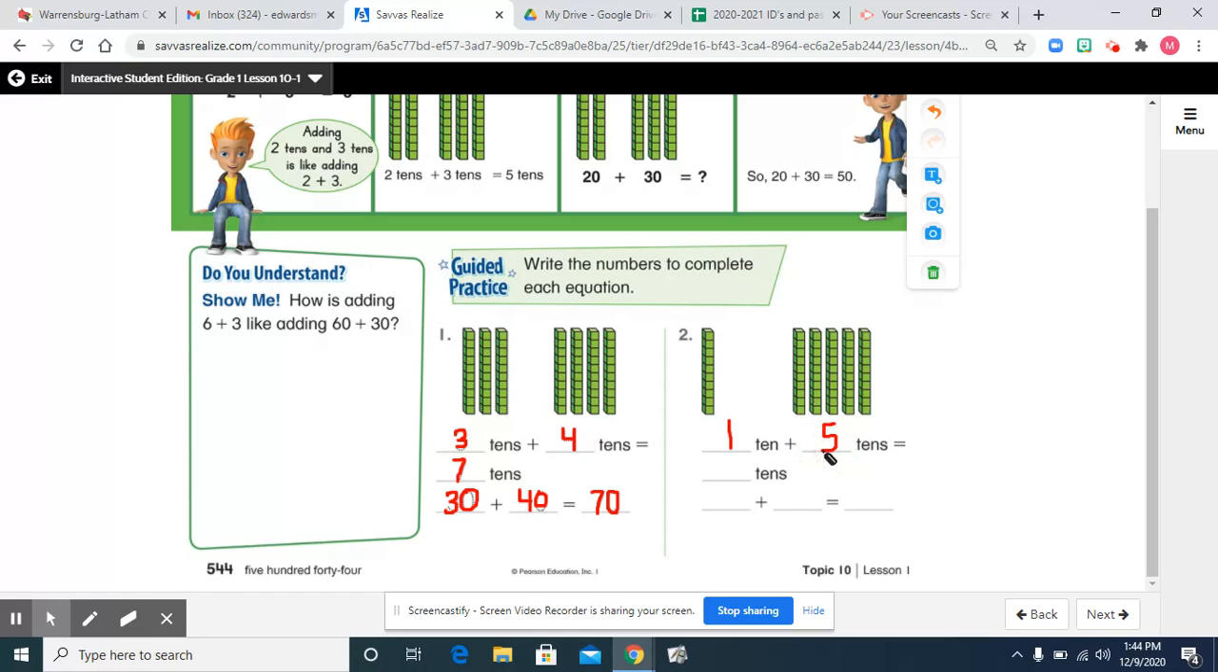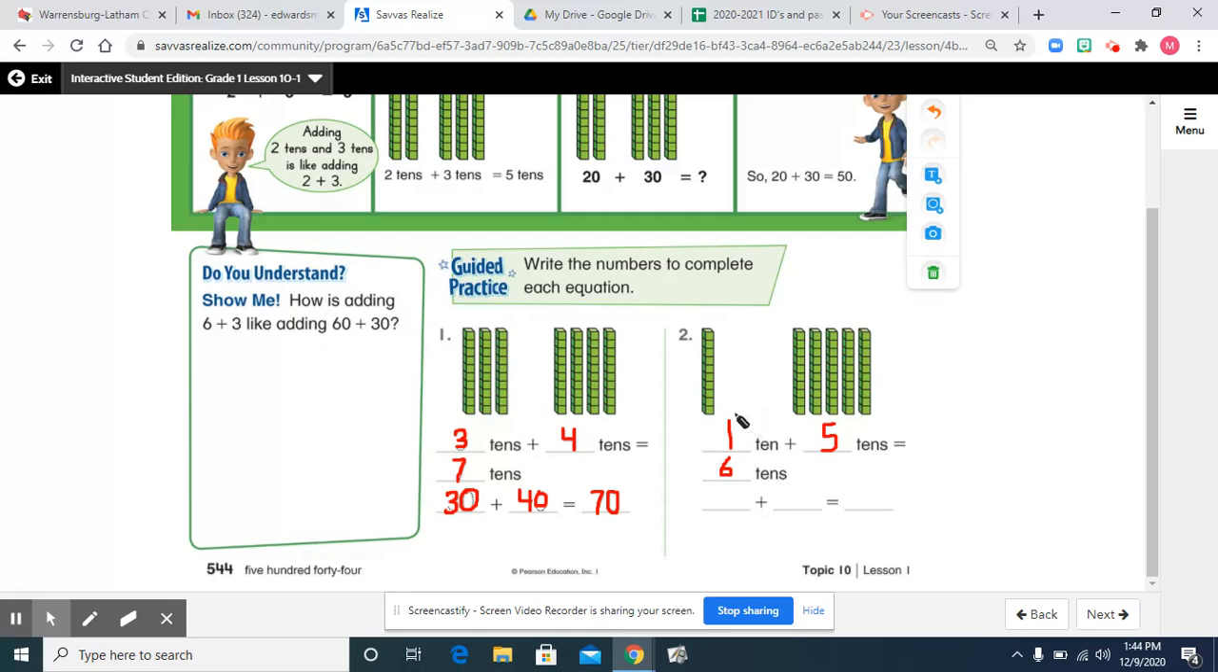And everybody should know what 1 plus 5 is. Well, let's count them up. 1, 2, 3, 4, 5, 6. 1 plus 5 equals 6. So 6 tens in all.